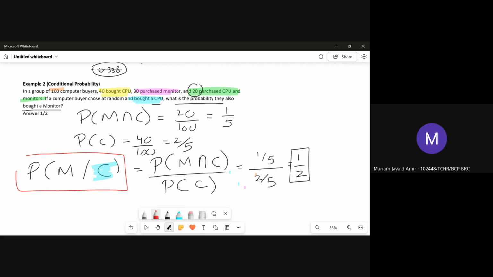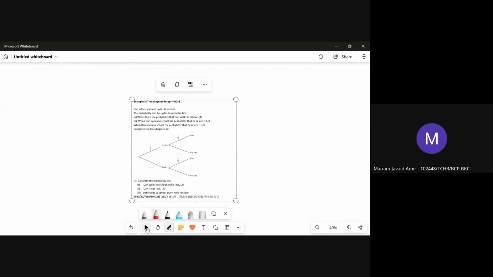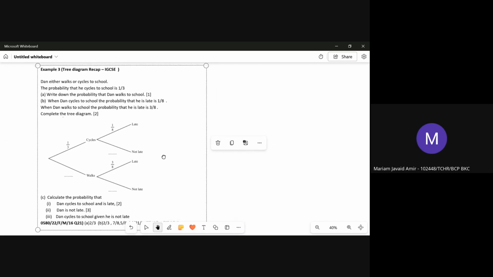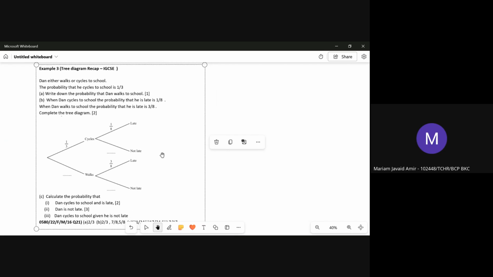Okay, let's take a look at the next question. Okay. This would be a recap of tree diagram that you've already done. Okay, so this is an IG question, but we need to do it so that we are able to understand the other questions on tree diagram.